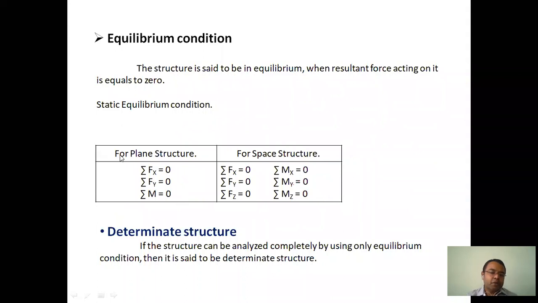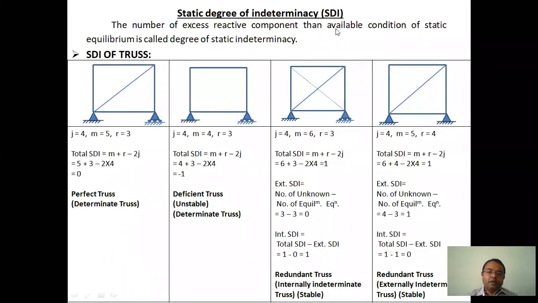The available conditions of static equilibrium are nothing but these three conditions. If you are going to consider a 2D plane structure, you have to use these three equilibrium equations. So if the number of unknown reactive components is more than three, then it is called degree of static indeterminacy. Since the first topic is related to indeterminate trusses, I am going to consider examples of SDI of truss only.